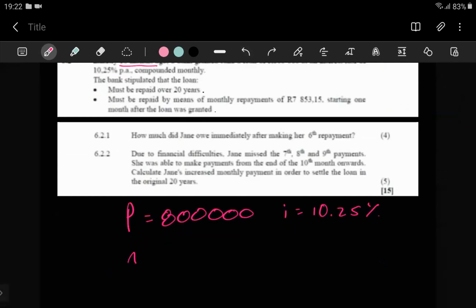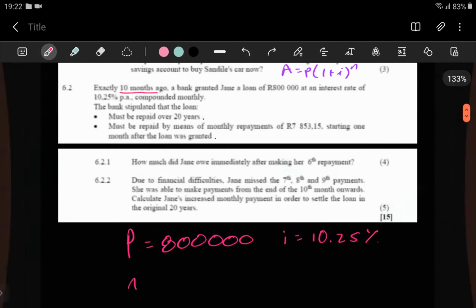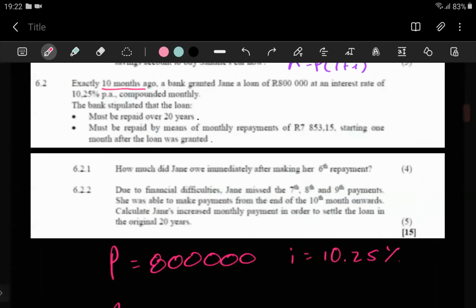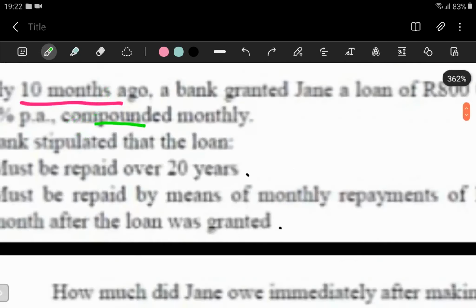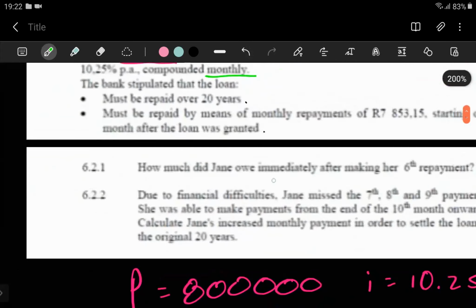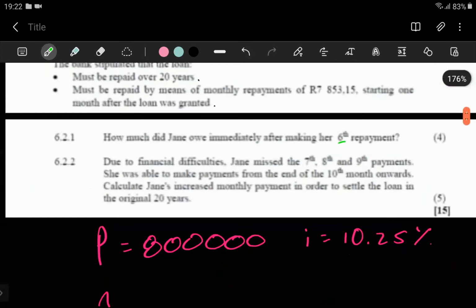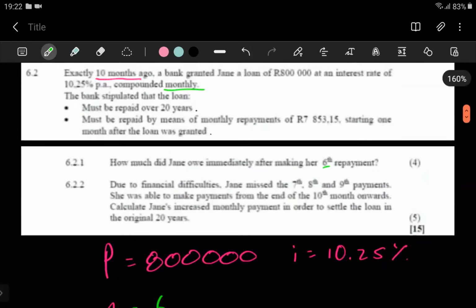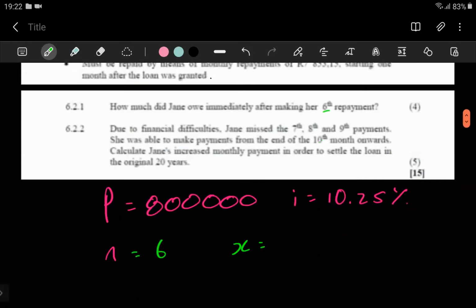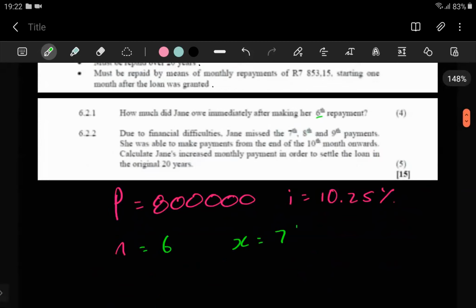We should not forget the number of years now, because this is compounded monthly. It means that n is a value in months. You remember? So n is a number in months. Since they want us to check how much she owes after 6 payments, it means n is equal to 6. And her normal monthly installment is 7,853.15.